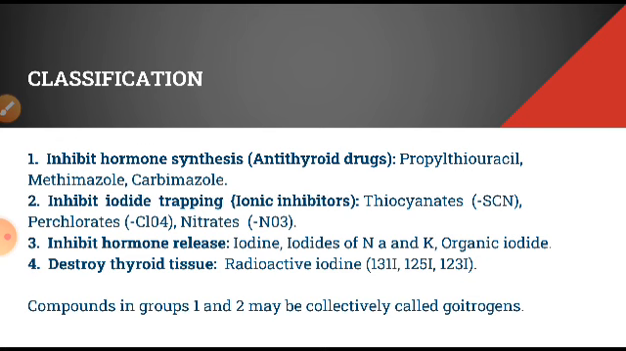Fourth one is destroy thyroid tissue. These are the drugs which destroy the thyroid tissue: radioactive iodines, right. 131I, 125I, 123I. Compounds in groups 1 and 2 may be collectively called goitrogens. Always keep that in mind, because in their high doses or in toxicities, they can bring about the condition of hypothyroidism.